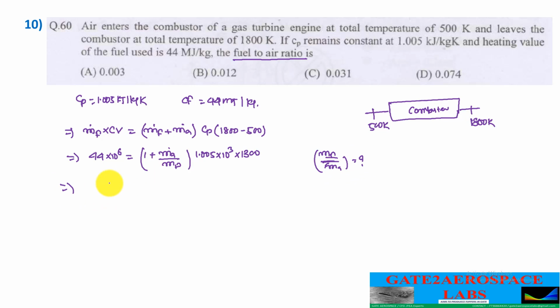If you solve this, you will get mass of air by mass of fuel as 44 into 10 to the power 6 divided by 1.005 into 10 to the power 3 into 1300, minus 1. If you solve this, you will get the value of mf by ma as something close to 0.0306. If you see, this value is close to option C. So option C is our answer.